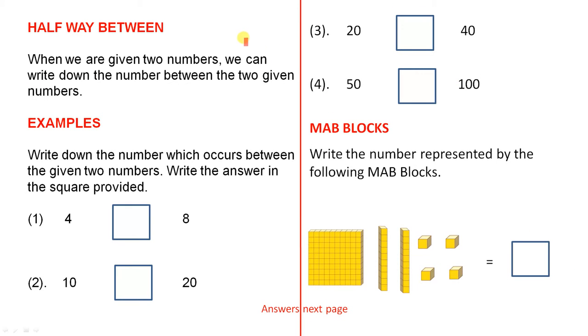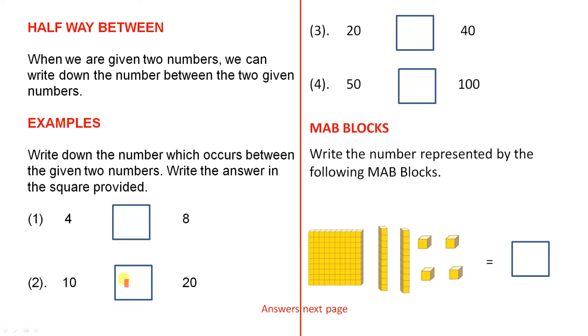Halfway between. When we are given two numbers, we can write down the number between the two given numbers. Let's look at some examples. Write down the number which occurs between the given two numbers. Write the answer in the square provided. Now, for these few exercises here, the answers are on the next page. So if you want to spend a little bit of time thinking about those and answering them, then the answers are on the next page.